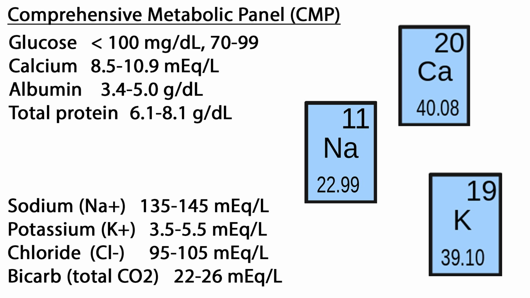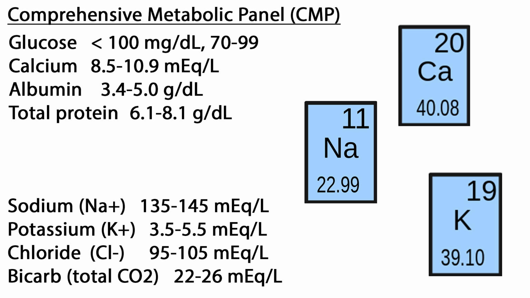The individual tests on the CMP include glucose, which should be below 100 milligrams per deciliter, ranging between 70 to 99. Calcium measures the amount of free calcium in the blood, ranging from 8.5 to 10.9 milliequivalents per liter. Albumin is a protein made by the liver that keeps fluid from leaking out of blood vessels, nourishes tissues, and transports hormones, vitamins, and drugs throughout the body. Normal range is from 3.4 to 5.0 grams per deciliter.